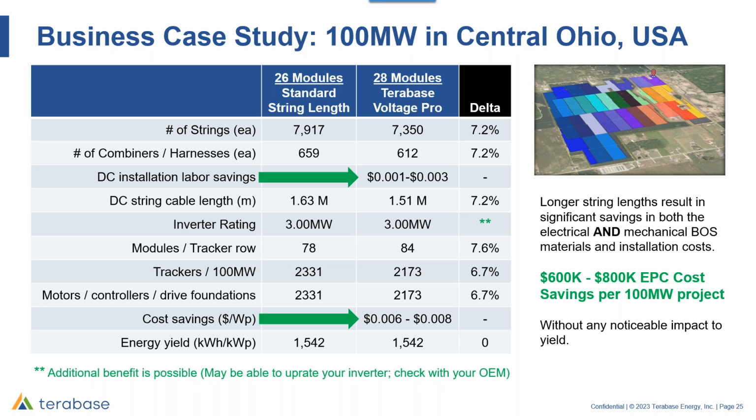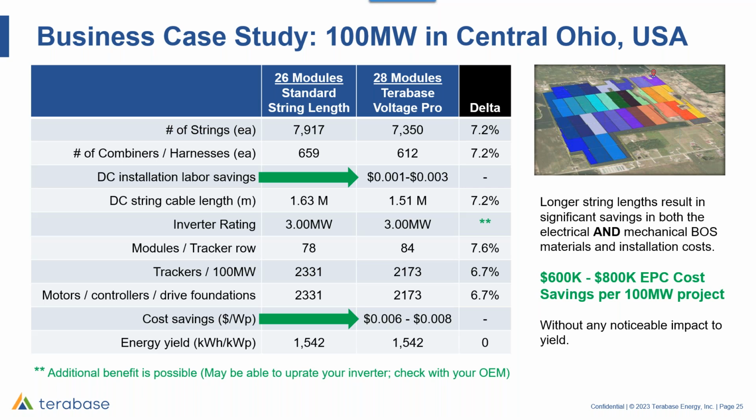The DC installation labor savings are worth 1/10 to 3/10 of a cent on a cost per watt basis. Furthermore, my DC cable length was reduced by over 100,000 meters. So if you figure $2 to $3 a meter, that could save us $200,000 to $300,000 in cabling material alone. For this analysis, we are figuring that the inverter rating stays the same. However, this is another area that could result in some additional benefit. You may be able to uprate your inverter and go with a tighter voltage window. We recommend that you check with your inverter manufacturer after running a Voltage Pro analysis to see what they think.